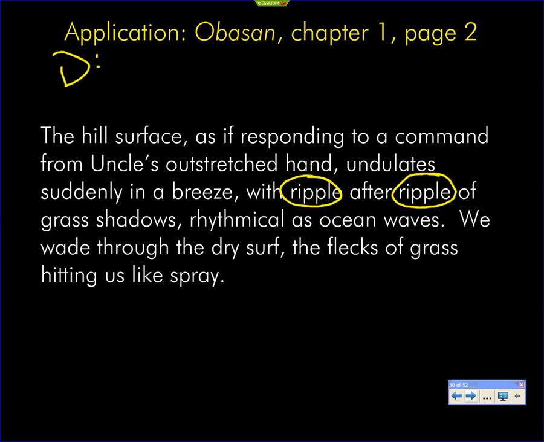Small wave, right? Small wave. Now, connotation. We start with basics on connotation. Let's go very basic. Positive or negative? Positive. Good. Now expand, Lance. Positive how? What sort of emotions or feelings would you receive with ripple? Calm.